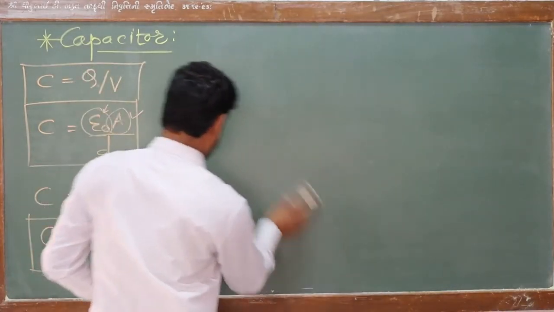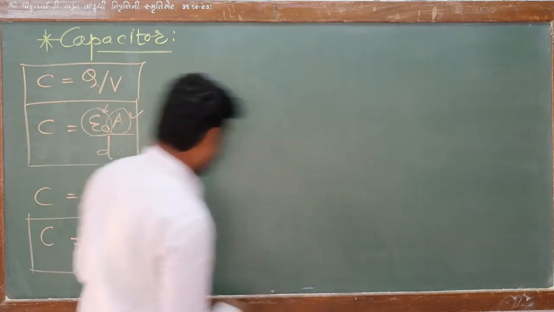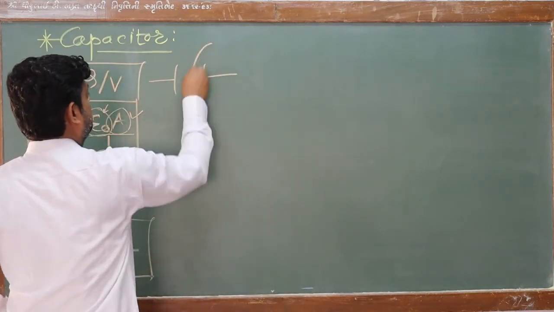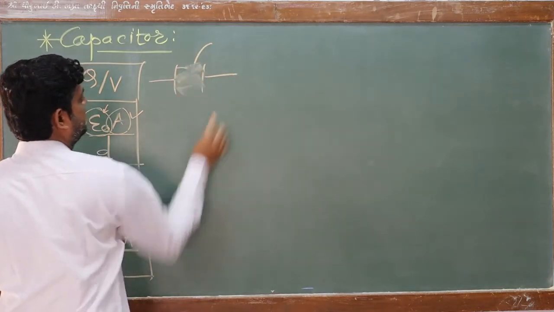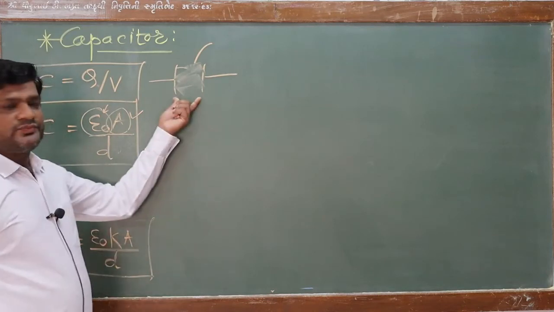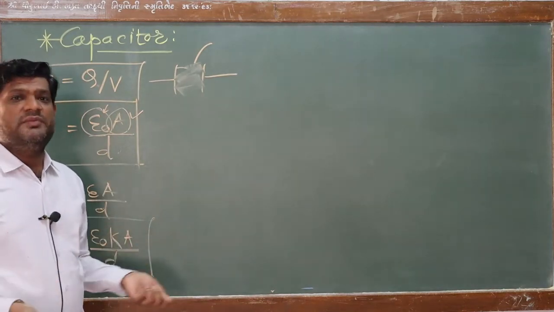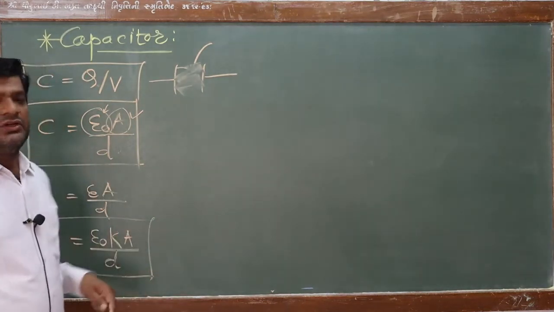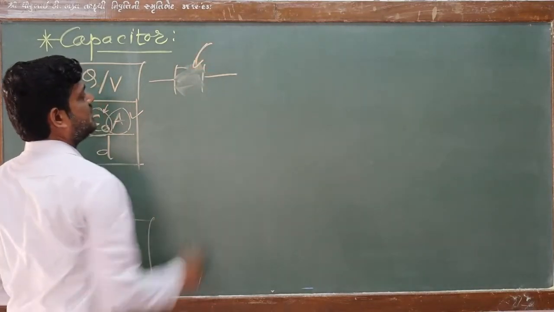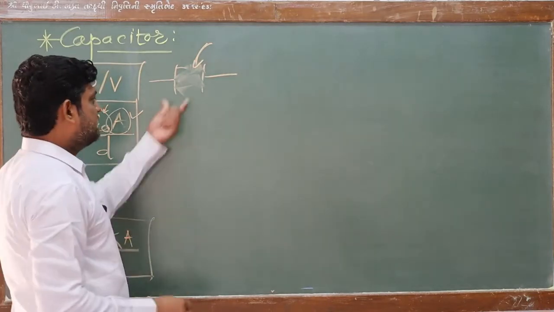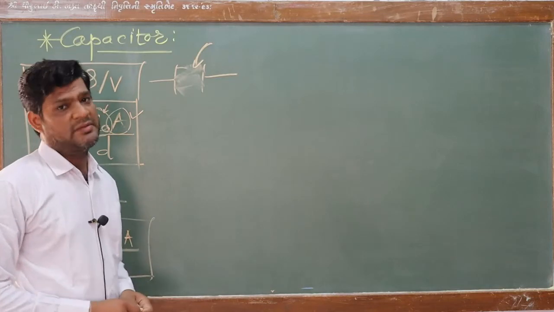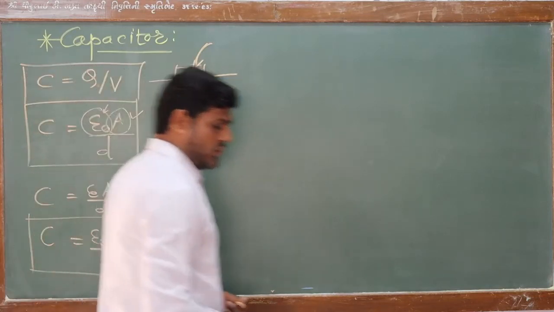Why are we introducing a medium inside the two parallel plates of the capacitor? Suppose we are introducing a dielectric medium. What is the reason behind it? To increase the capacitance of the capacitor. To increase the capacitance of the capacitor, we have to put another medium. By introducing another medium, we can increase the capacitance of the capacitor, right? Okay.